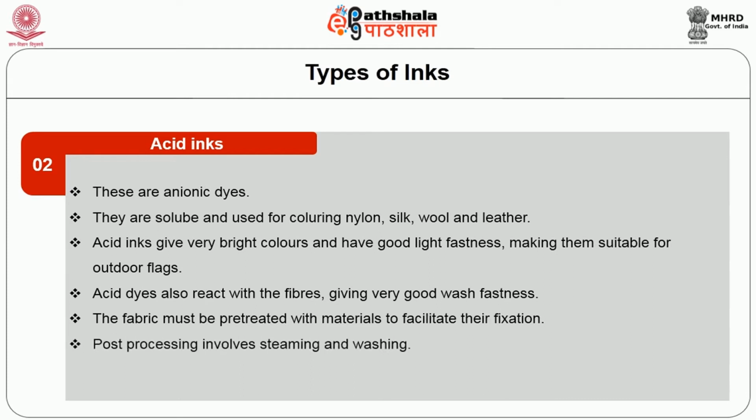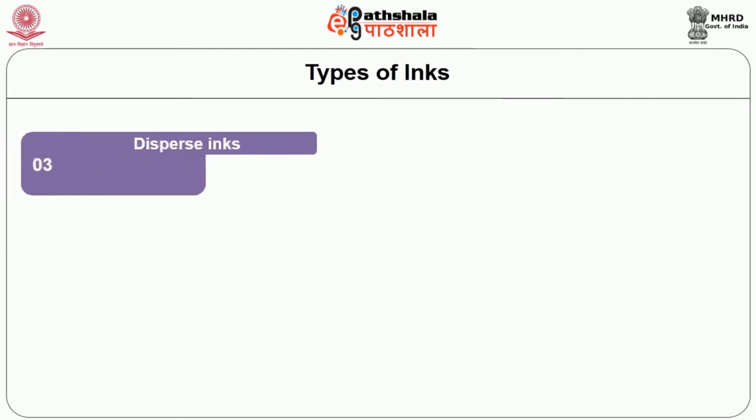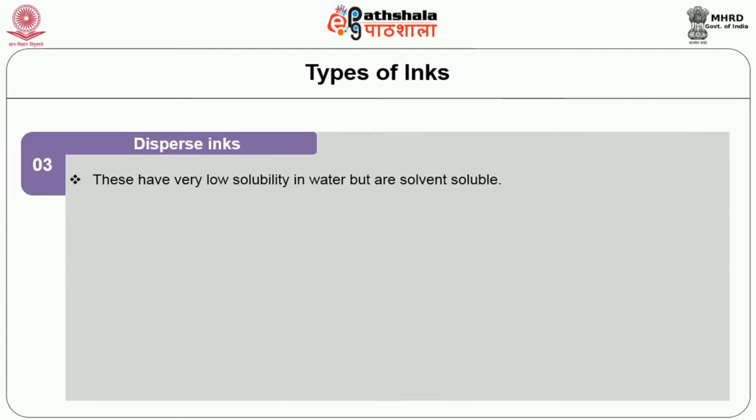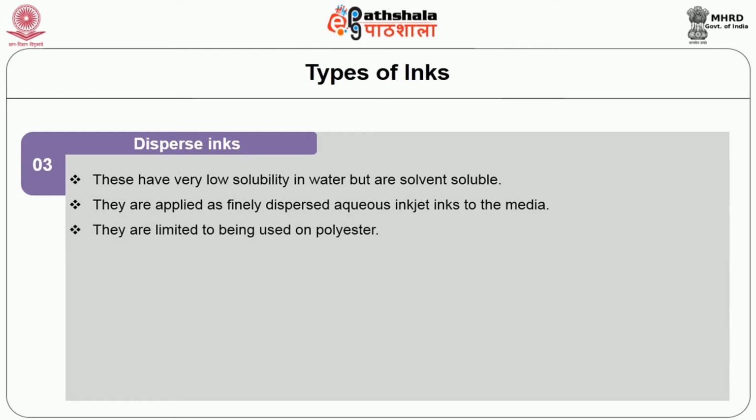Post-processing involves steaming and washing. Dispersed dyes have very low solubility in water but are solvent soluble. They are applied as finely dispersed aqueous inkjet inks to the media. They are limited to being used on polyester.